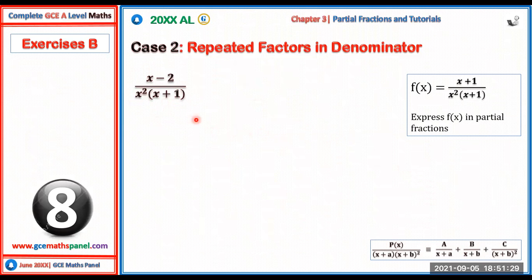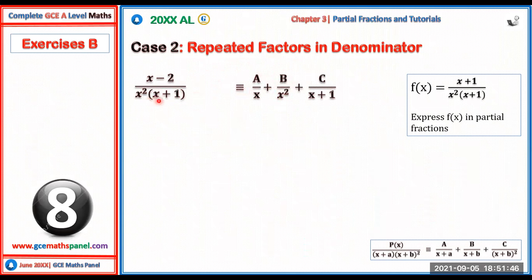Therefore, you can write this as a over this repeated factor to the power 1. Or you can decide and start this linear factor. So you have a over this repeated factor to the power 1, plus b over this repeated factor to the power 2. We end now at 2 because the factor is raised to the power 2.